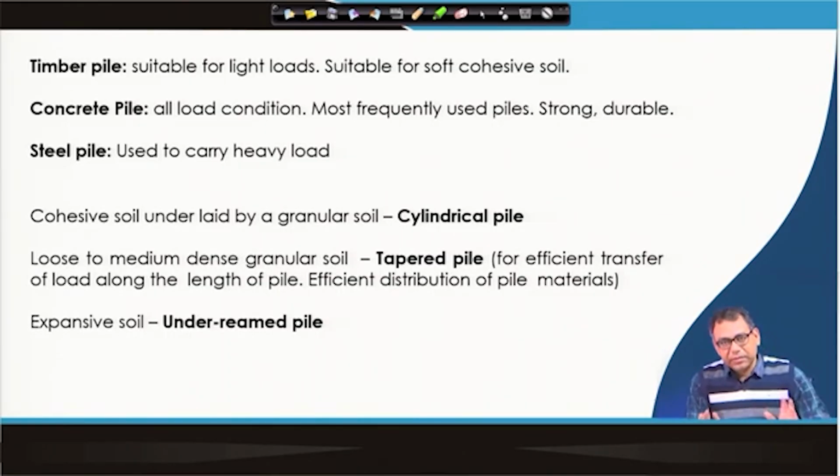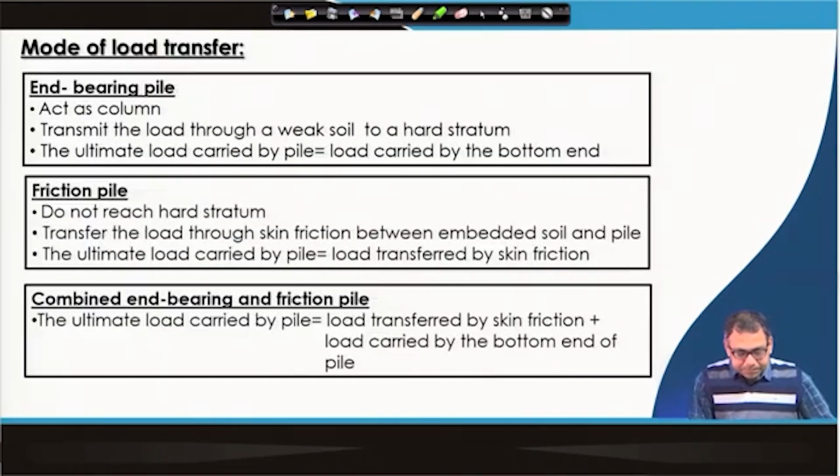Now, there are different shapes of the piles, that means cylindrical pile, tapered pile, then under-reamed pile, that means in under-reamed piles we provide bulbs. So, that can be suitable for expansive soil. Then cylindrical pile is suitable for cohesive soil underlain by a granular soil. For loose to medium dense granular soil, tapered pile is suitable, because here we can distribute the pile material, or we can transfer the load along the pile very effectively if I provide the tapered pile.